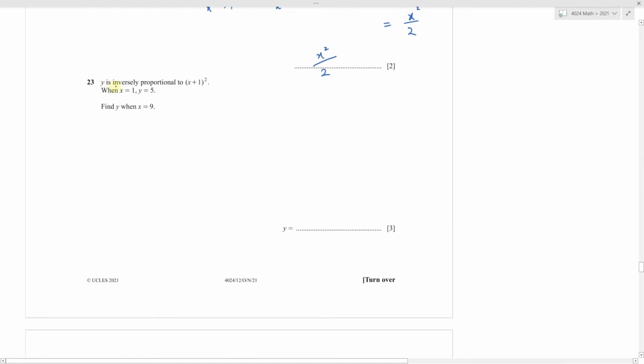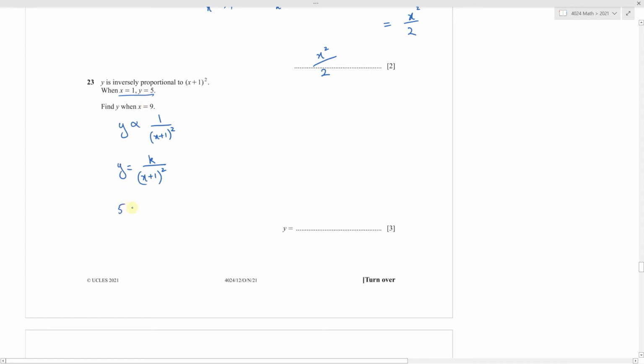Question number 23: y is inversely proportional to x plus 1 whole squared. So that means y is directly proportional to 1 over x plus 1 whole squared. Or I can write this as y equals k over x plus 1 whole squared, where k is some constant. When x equals 1, y equals 5. Find y when x equals 9. So first we need to find the value of k using these two values given. So let's substitute these.